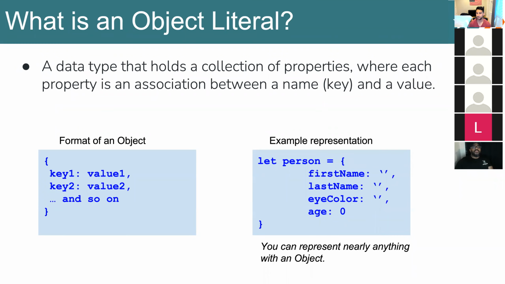So you can represent nearly anything with an object. Person's a good example. You can think of a school. It has students, and they can have an array of student IDs. There's many different ways that one could structure them. Additionally, we've demonstrated that objects can have arrays, but they can also have other objects. They can have any value on this right-hand side in the key value pairing.